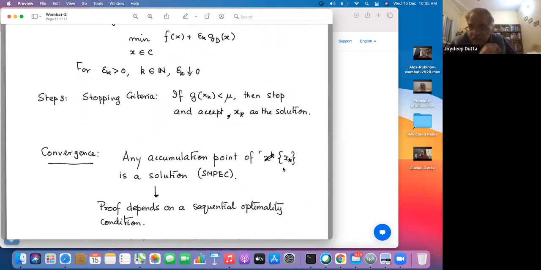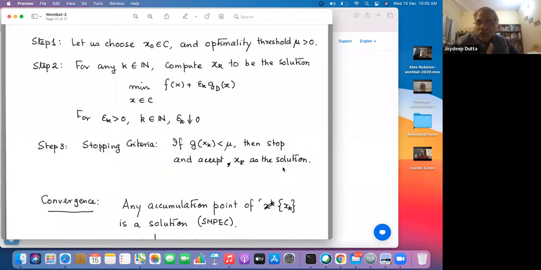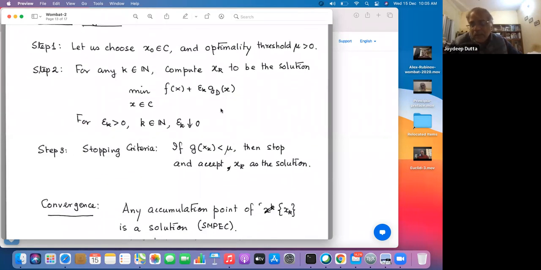An interesting feature of this convergence proof is that it finally depends on a sequential optimality condition. I don't write down the sequential optimality condition here because it looks very messy. Sequential optimality conditions are those where you don't need any conditions on the data. You just have the problem. It doesn't matter what it satisfies; you can always have some optimality condition. But the interesting feature is that the optimality condition for SMPEG can be used to actually give a convergence proof for this algorithm.